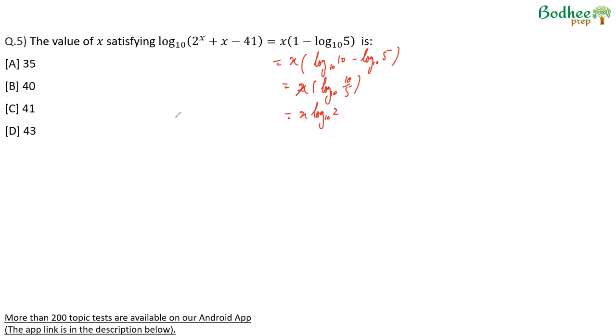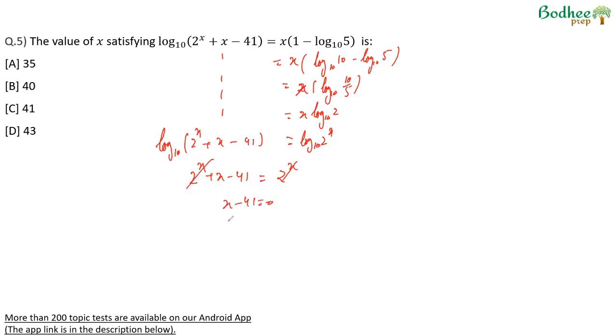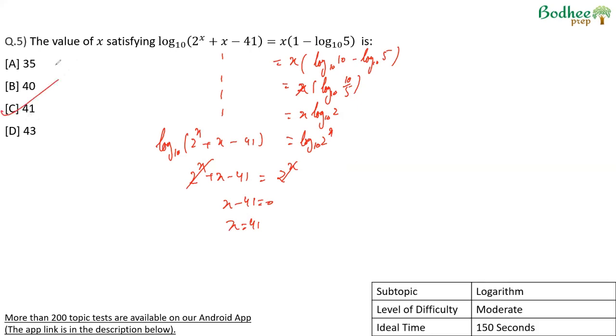Left hand side, this can further be written as log of 2 raised to power x plus x minus 41 to the base 10. So we remove log of 10, we get 2 raised to power x plus x minus 41 has to be equal to 2 raised to power x. 2 raised to power x and 2 raised to power x cancel. Therefore, x minus 41 is equal to 0, or x is equal to 41 becomes my answer, option C. This, I think, is a relatively easier question. Max 2 to 2.5 minutes to solve.